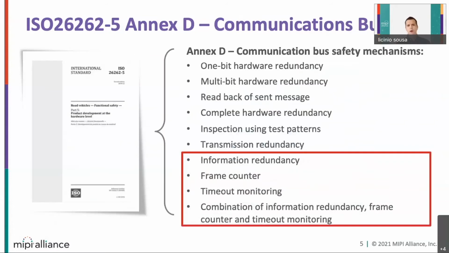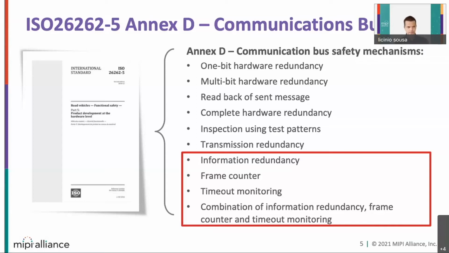Now, how are these protocols evolving to address the automotive requirements in terms of functional safety? It's important to look at the reference, ISO 26262-5 Annex D, which describes the ingredients, what kind of safety mechanisms these communication buses need to have in order to address the functional safety requirements in automotive. Here there's a list of items that are relevant, and highlighted, you can see the items that were picked up by MIPI in order to bring more developments into the different protocols. Here, I'm going to touch on camera and display in particular.